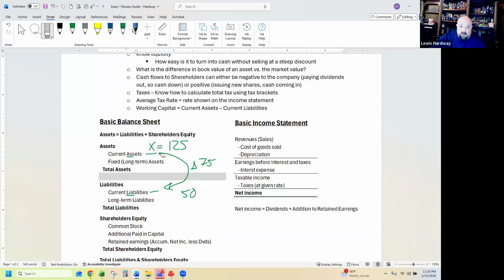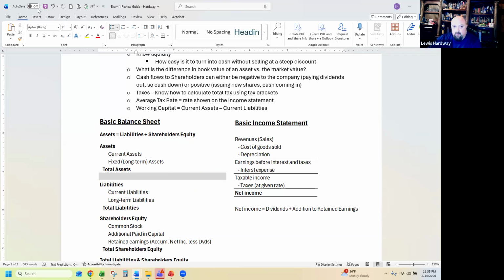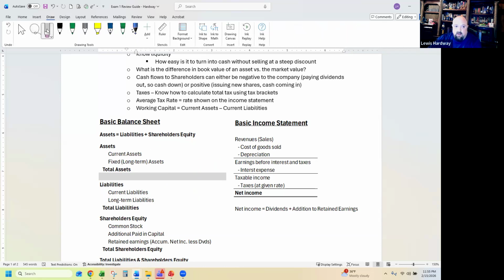So let me see if I can take all that off. Okay. All right. So being able to calculate that kind of stuff is something I just wanted you to be able to do.